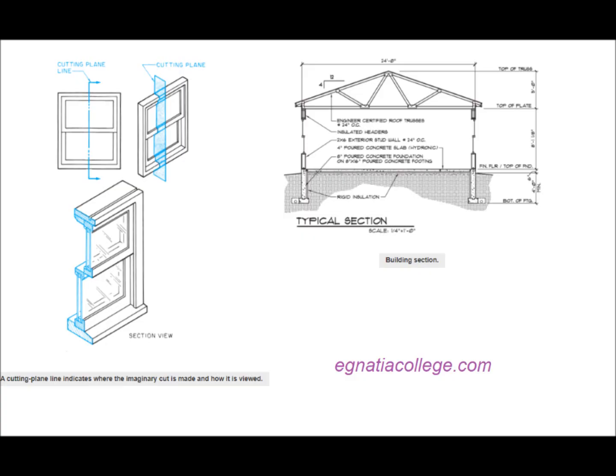In either case, cutting plane lines always have some identification at their ends and arrowheads to indicate the direction from which the section is viewed. Cutting plane line identification symbols are discussed in the next unit. Some section views may not be referenced by a cutting plane line on any other view. These are typical sections that would be the same if drawn from an imaginary cut in any part of the building. Use of symbols.